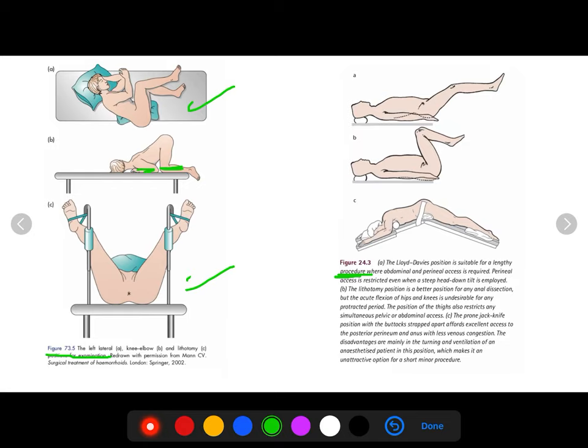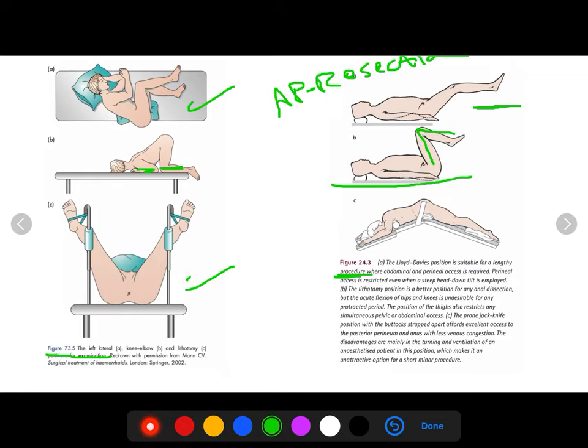First, the Lloyd-Davies position, which is suitable for lengthy operation, then operation طولت للساعات أربعة. This is the preferred position, خاصة مثلا بالabdominal perineal surgery. Second, lithotomy position. This is good for anal dissection, but the acute flexion of the hip and knee is undesirable for long time.